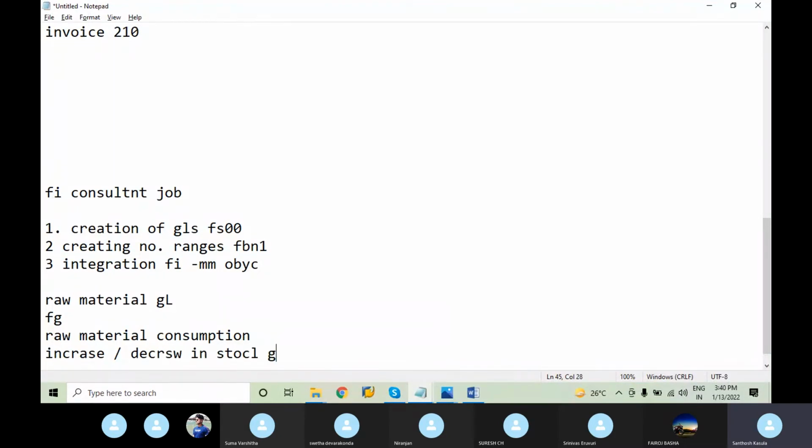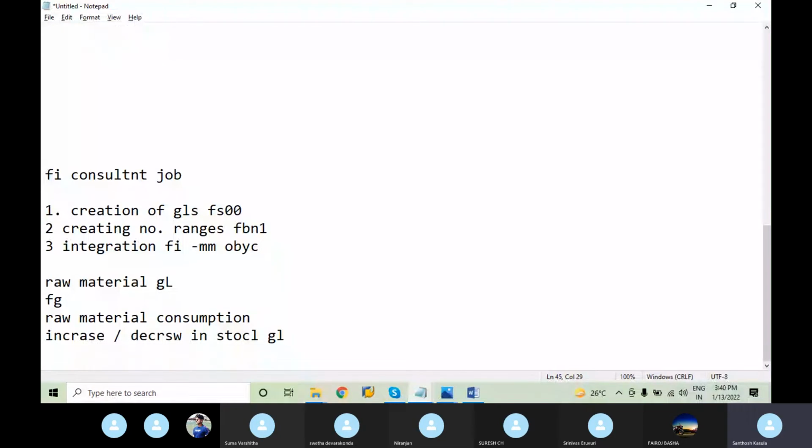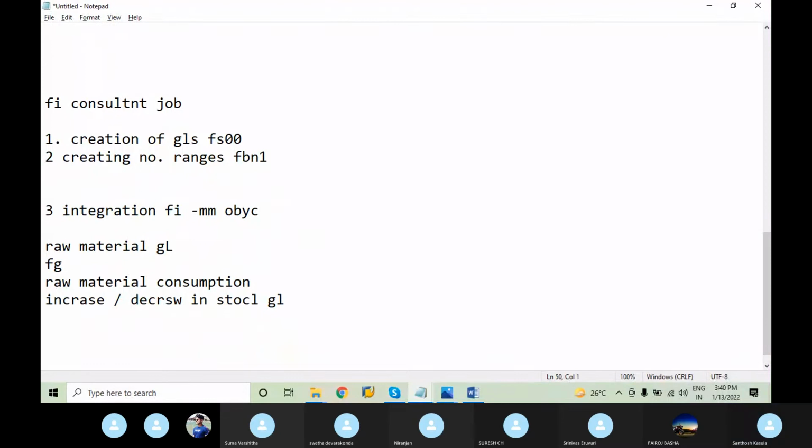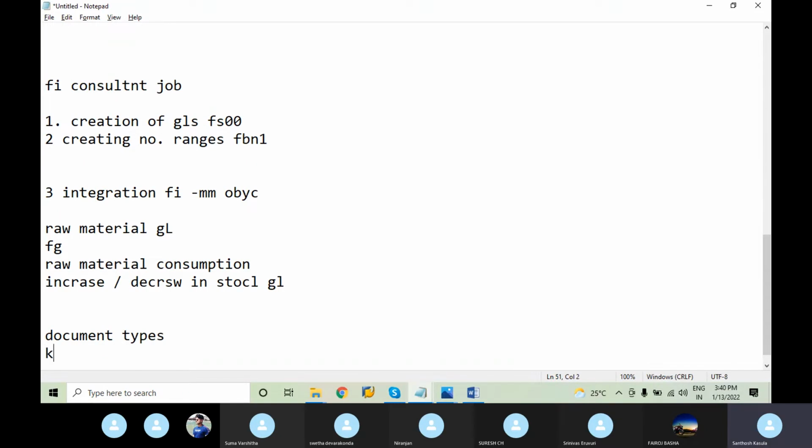And while coming to the number ranges, we'll be creating in FBN1, and we'll have the integration in FI MM OBYC. I'll just show you the screen. And like we have document types, right? For example, we know the document types, what is KZ and KR.